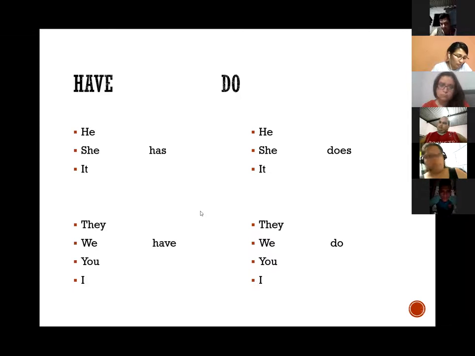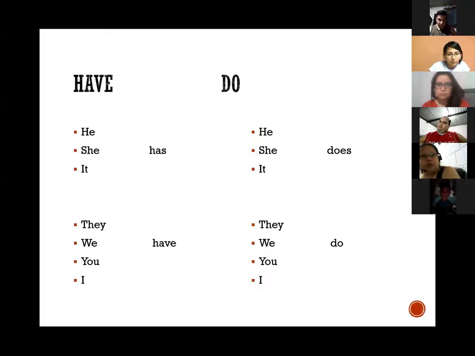Have and do. So, cuando utilicemos el verbo have con he, she, or it, ya no vamos a decir he have, sino que vamos a decir has. Okay? She has. He has. It has. Y cuando tengamos los pronombres they, we, you, and I, ahí en ese caso sí lo vamos a mantener. Have. They have, we have, ellos tienen, tú tienes, yo tengo.